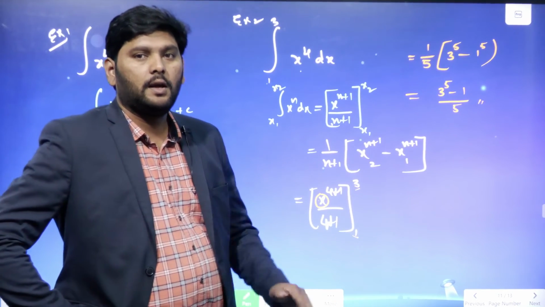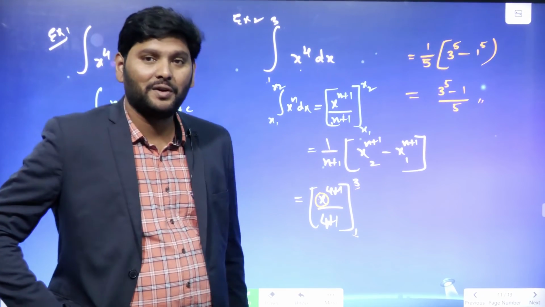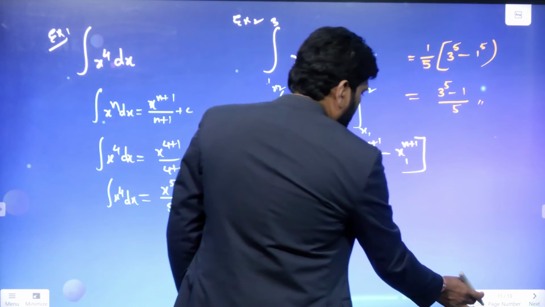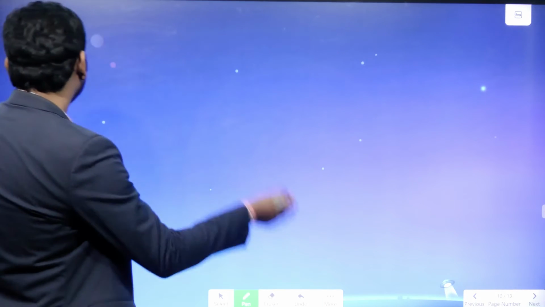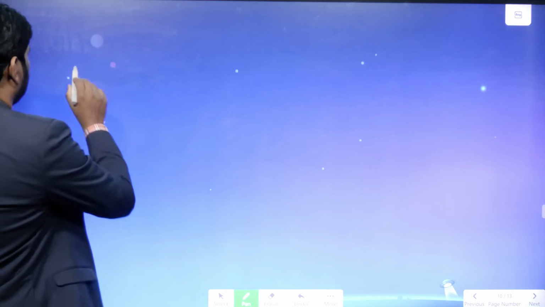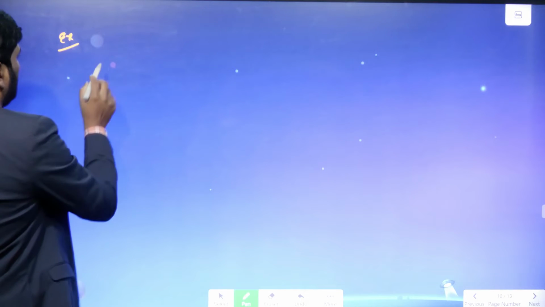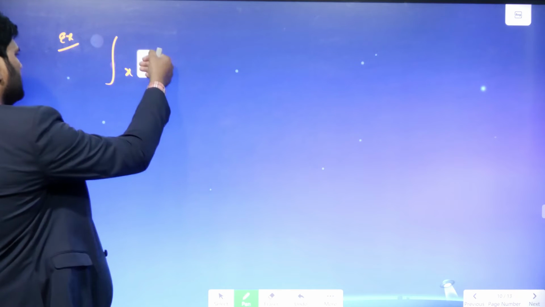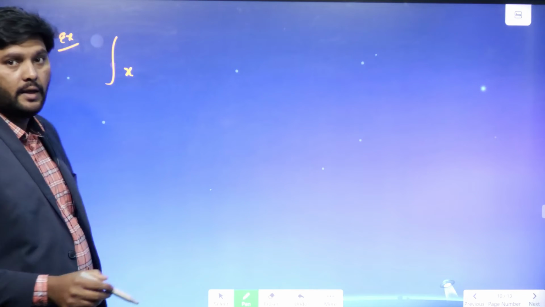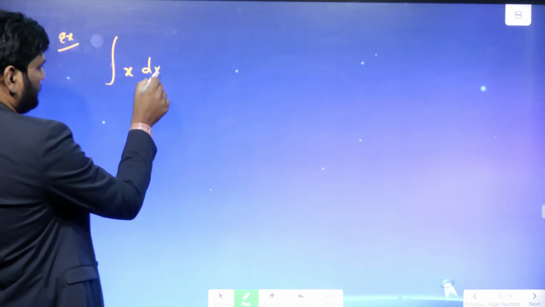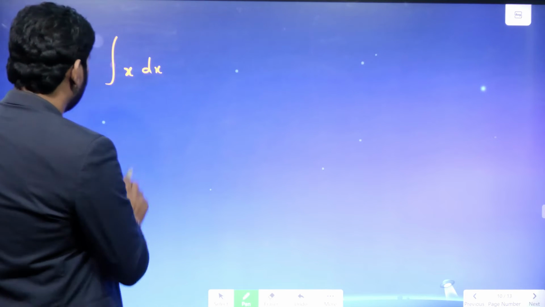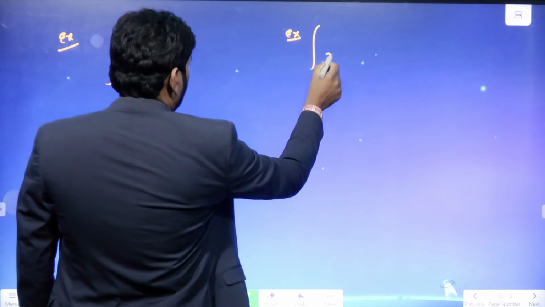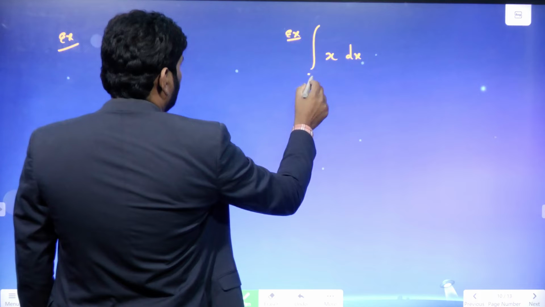I'll give one more example. Don't get worried. I'll take one more example in the next slide. Integral x power 7, or the simple way, integral x dx. Now this is one. I will take one more, integral x dx, but the limits are 2 to 4.